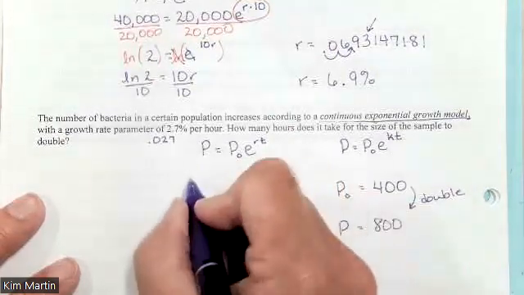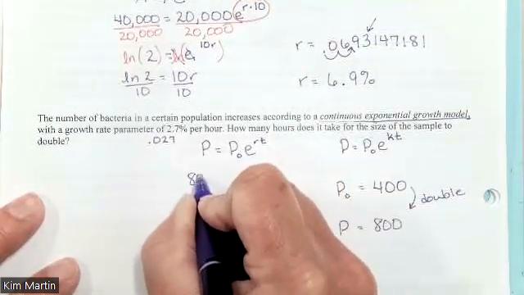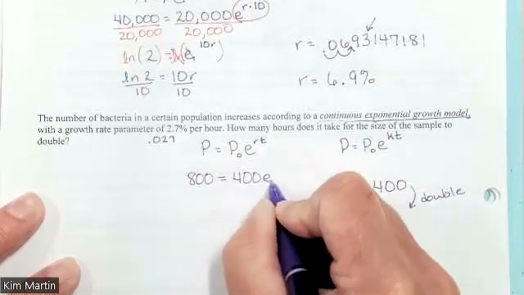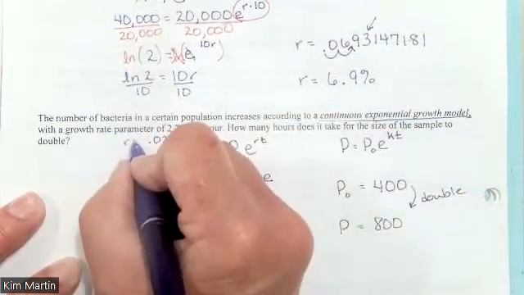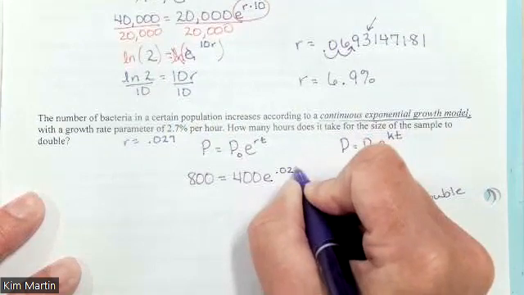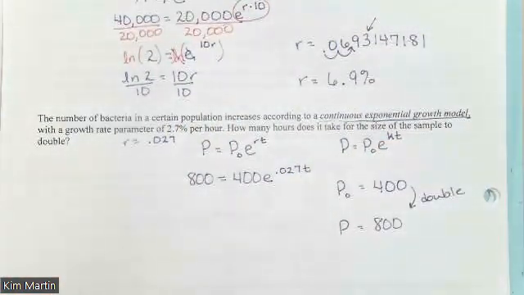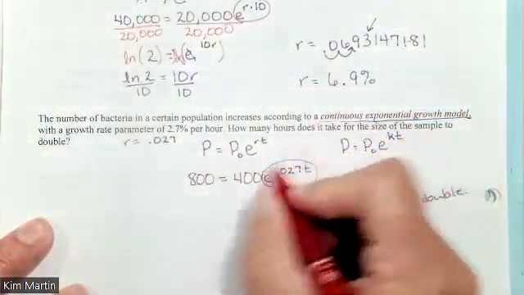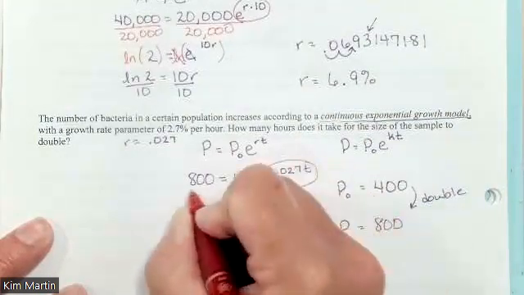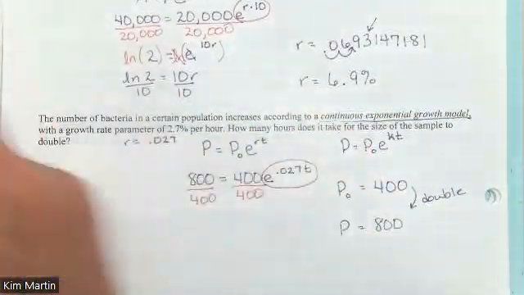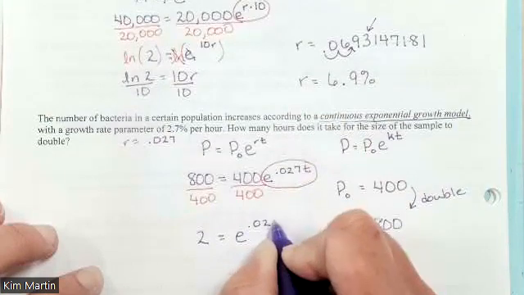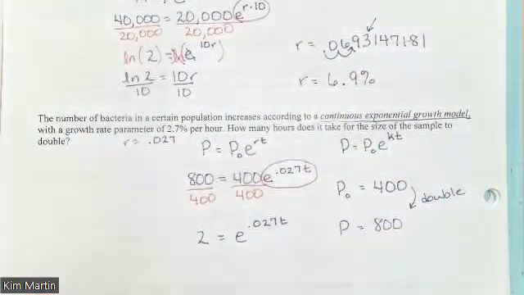This here, your P goes here, the doubling one. Your initial amount goes here, 400. E to the rate, which is 0.027, times t, and we're wanting to find our time. Well, just like all the other problems, we've got to get this by itself. We're going to divide by 400. And over on this side, we get 2. Everybody should have ended up with 2 there. Anybody not? Everybody should have. I don't care what numbers you use.